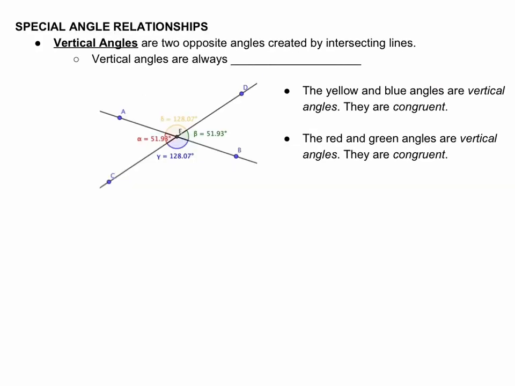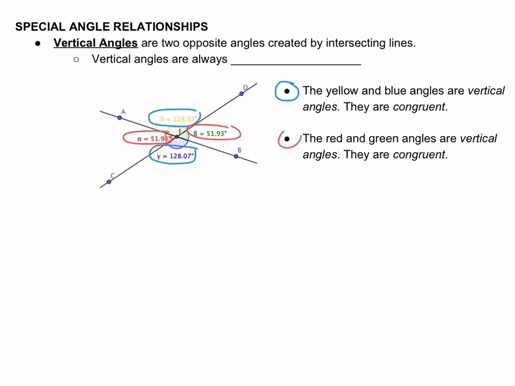The first special relationship we have is called vertical angles. And vertical angles are just two opposite angles that are created by intersecting lines. So if you see in this picture here, by opposite, we just mean across from each other. So this yellow angle and this blue angle, those are vertical angles. They're opposite from each other, created by intersecting lines. And this red angle and this green angle, those are also vertical angles.